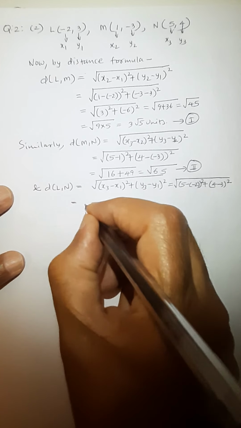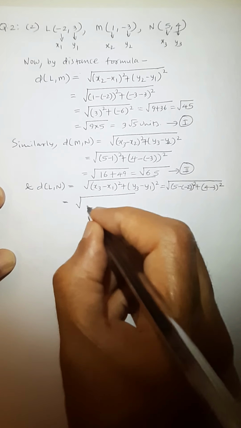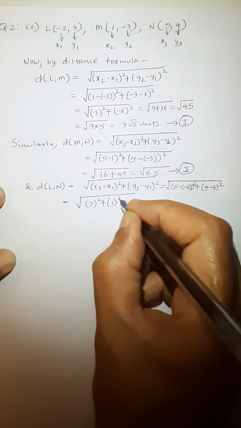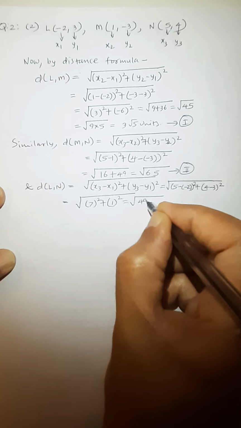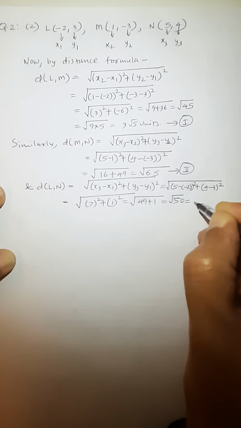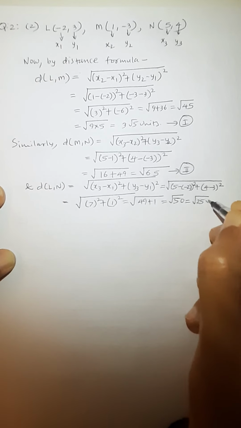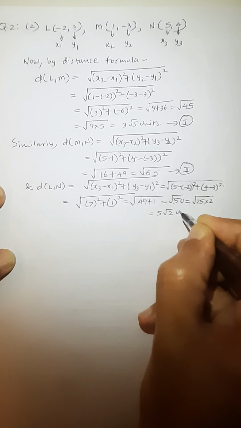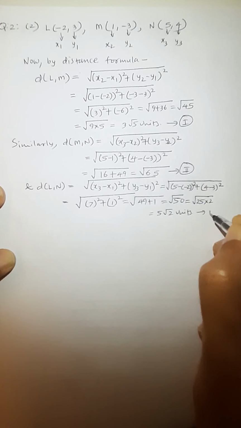So what we have here is 5 plus 2, that is 7 squared, plus 4 minus 3, that is 1 squared. So 49 plus 1 squared, which is 1, gives root 50, which we can further split as 25 times 2, which is equal to 5 root 2 units, and this is result number 3.